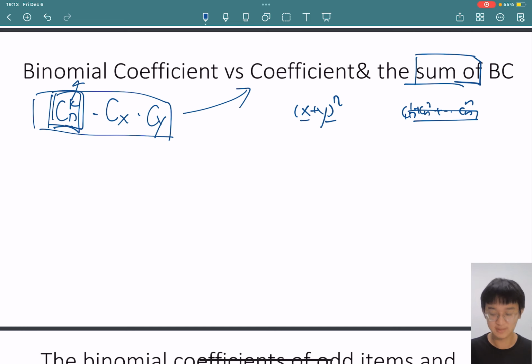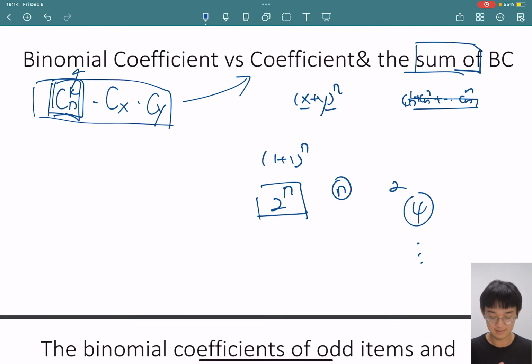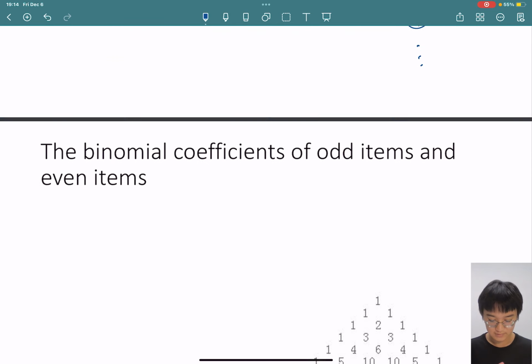So can we compute the sum of binomial coefficients? Of course, because we just let x and y equal 1. So (1 + 1) to the power of n is 2 to the power of n. And this is the sum of binomial coefficients when the power is n. So when n is 2, the sum of binomial coefficients is 4.